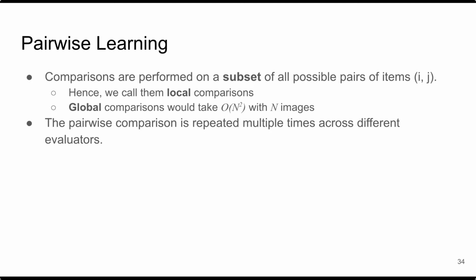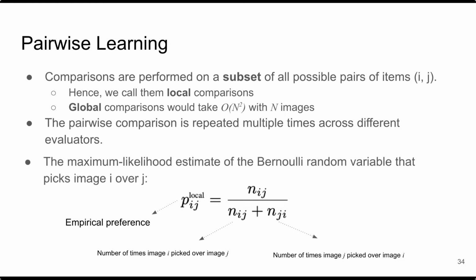The reason you need to have multiple human subjects is that you want to reduce the subjectivity and be able to have multiple ratings to average, for instance, to lower the possible noise in the labels. One can look at these sort of empirical preferences from the maximum likelihood perspective, because these are basically estimates of the Bernoulli random variable that picks image I or image J.